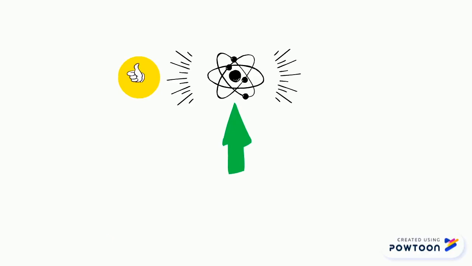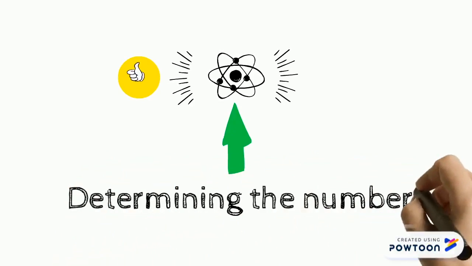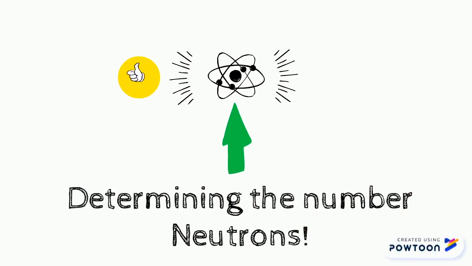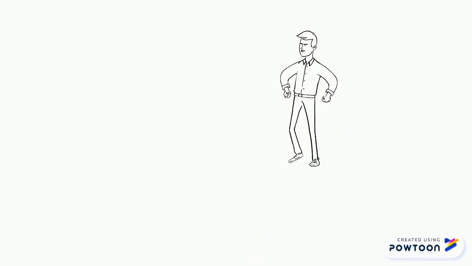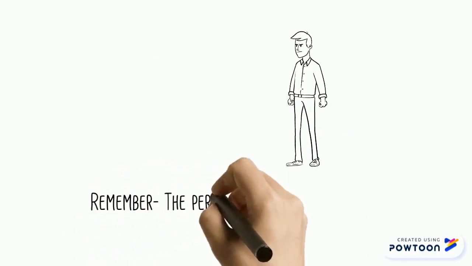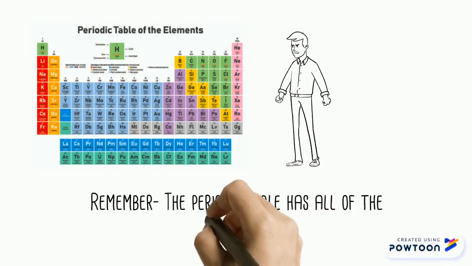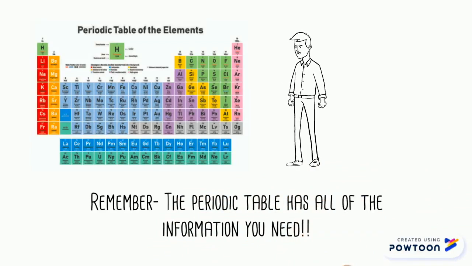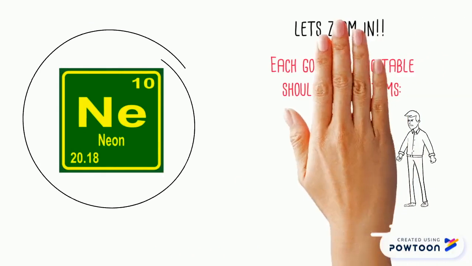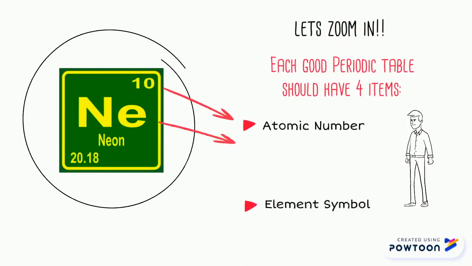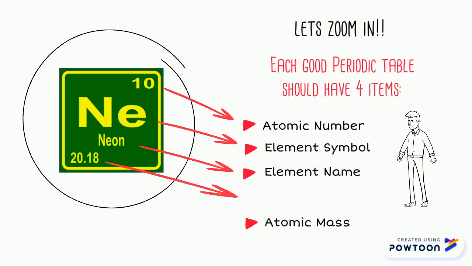In this video, you're going to learn how to determine the number of neutrons. One tool you will have is a periodic table. Remember, on your periodic table, it has all the information you need. Here's neon. Let's zoom in. Each periodic table must have the atomic number, the element symbol, element name, and the atomic mass.